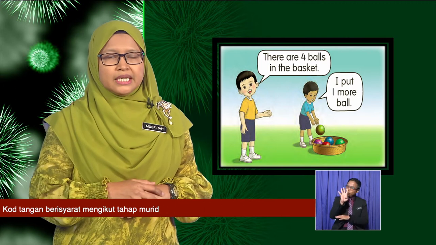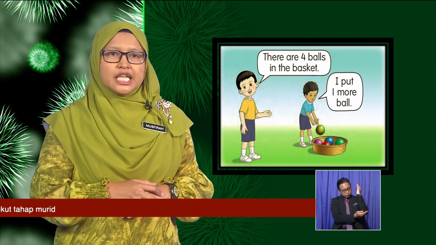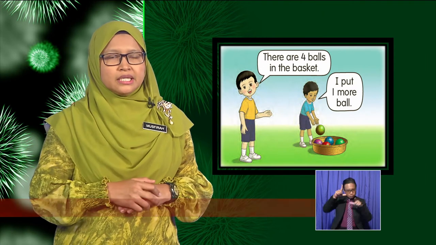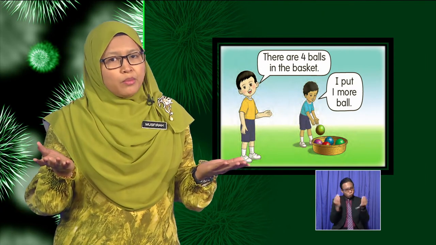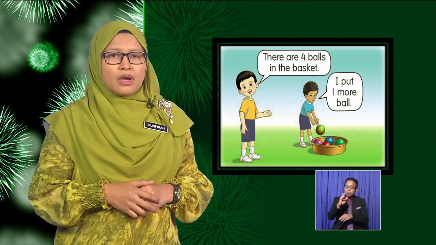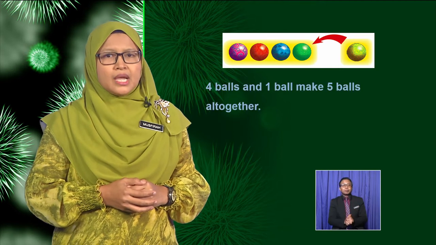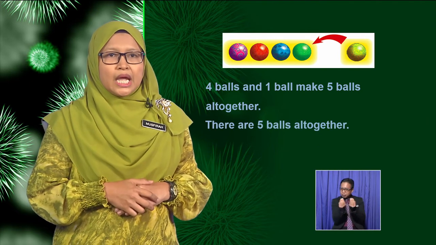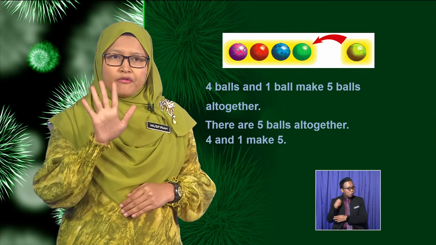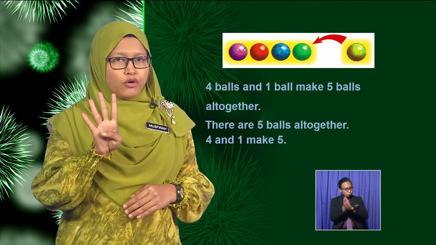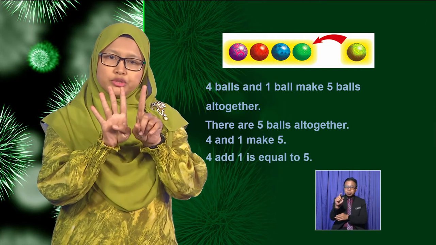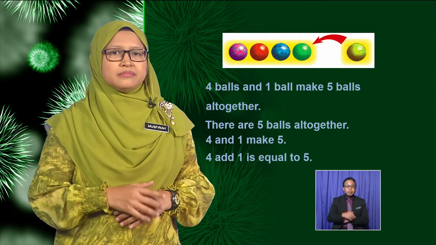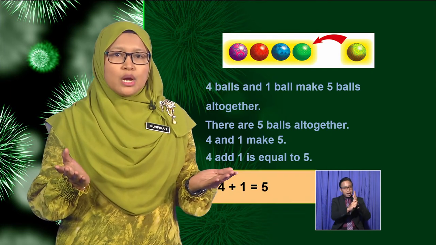There are four balls in the basket. Then, his friend put one more ball in it. So, how many balls are there? Four balls and one ball make five balls all together. Very good. Yes, there are five balls all together. Four and one make five. So, four and one is equal to five. Remember, when we add, the number will be more.